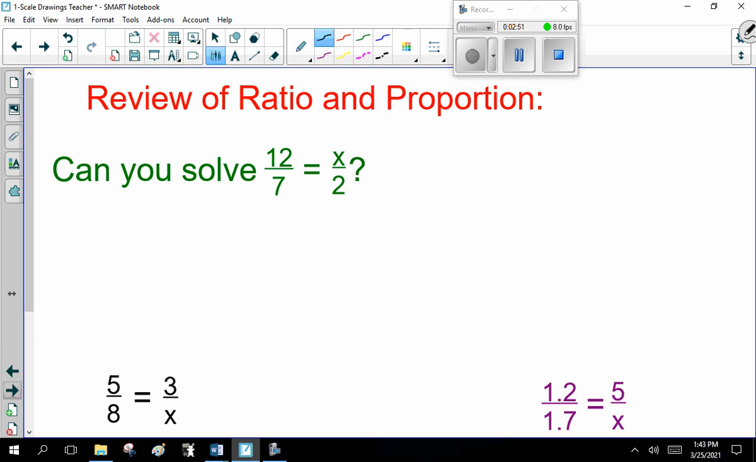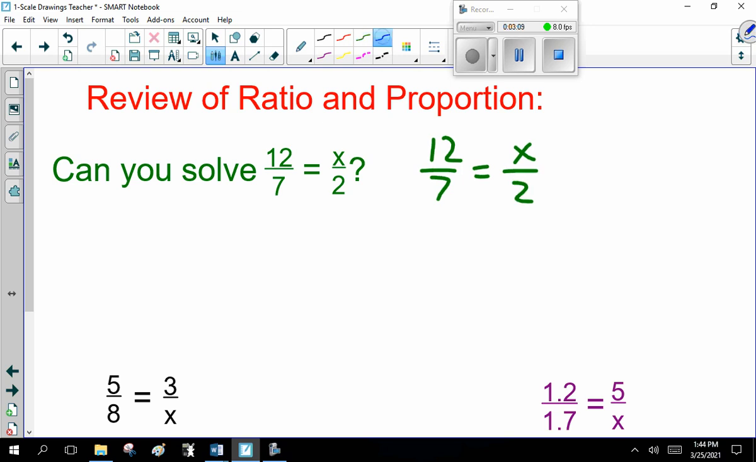Before we go on, a quick review of ratio and proportion. There's a worksheet to go with this. We'll do it after, but right now, I need you to do these questions. Can you solve 12 over 7 equals x over 2? How do you solve that?